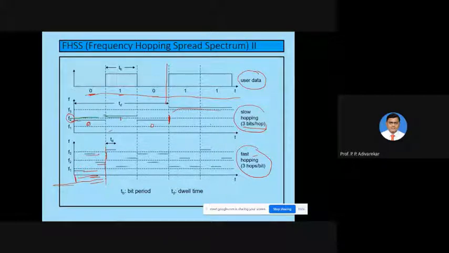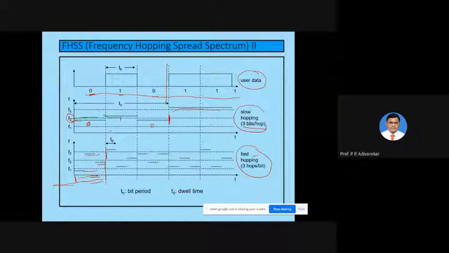Whereas in slow hopping, what we have seen is that 3 bits are transmitted, and after the 3-bit execution the next hop takes place. That means the next jump to another frequency takes place. So this is fast hopping and slow hopping.